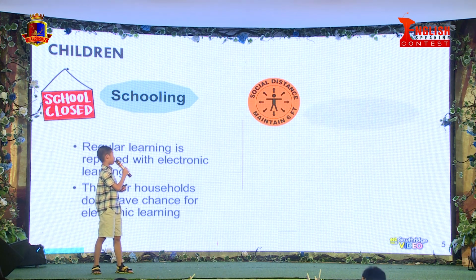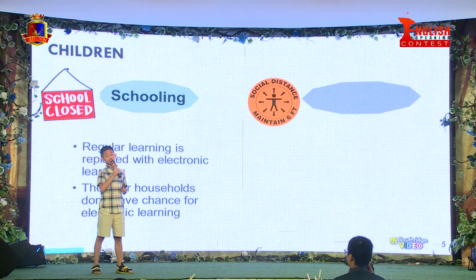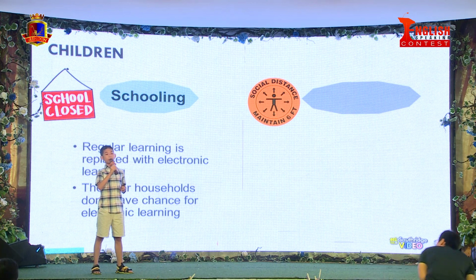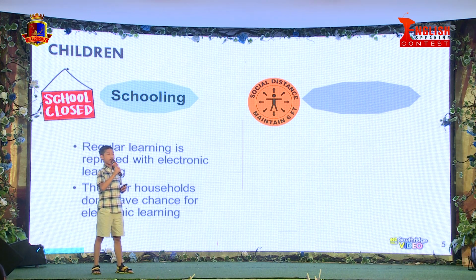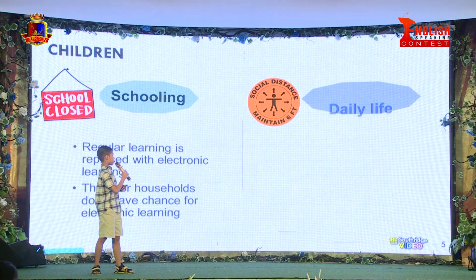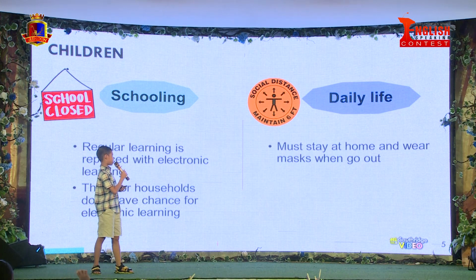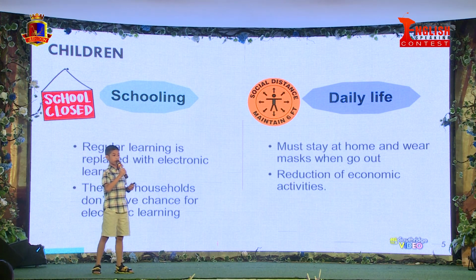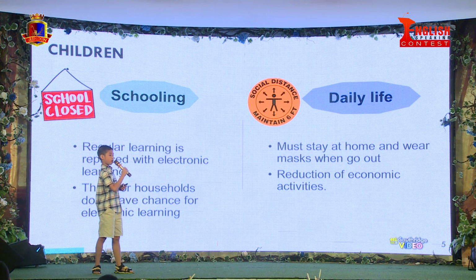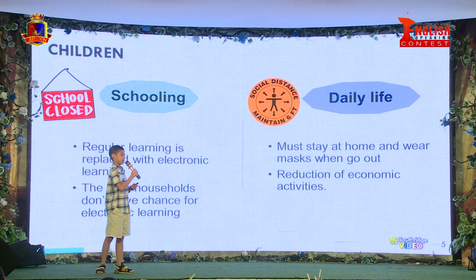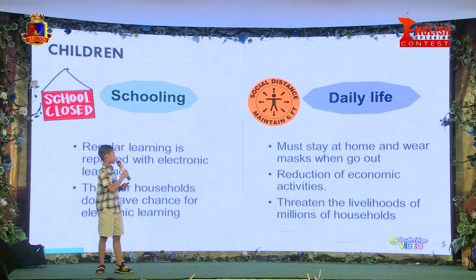Second, daily life. Because of social distancing, we must stay home and wear masks when going out, and it's very uncomfortable. More seriously, the social distancing lockdown measures can cause a reduction of economic activities. Seriously, it has thrown many people back into poverty. It threatened the livelihoods of millions of households, and poor households have to cut their spending on health, food, and schooling for their children.